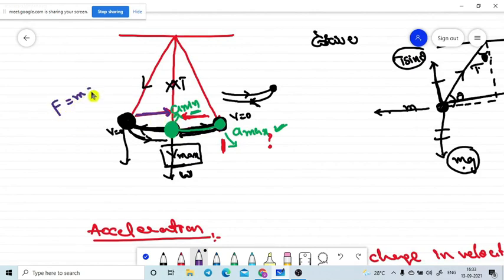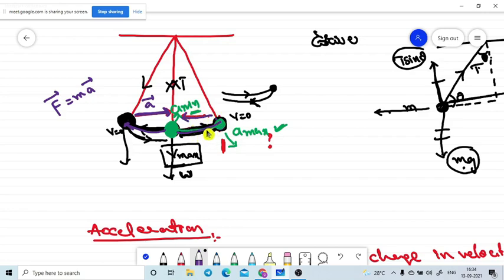If the force direction and the acceleration direction are both the same, the displacement is in the other direction. The acceleration direction is always opposite to the displacement. In this case also the acceleration is in this direction, but the displacement is moving in this direction. They are always opposite in direction. That is very important.